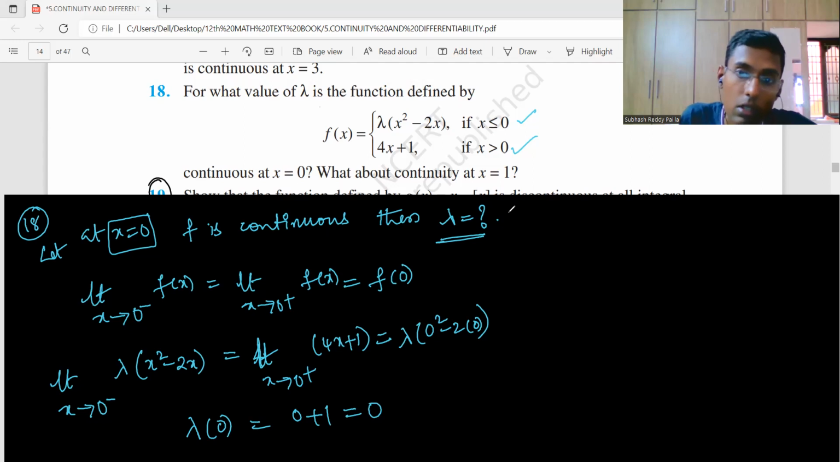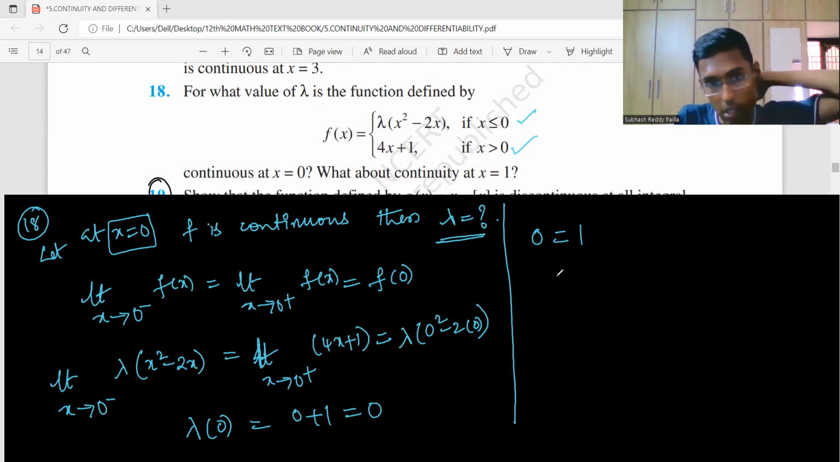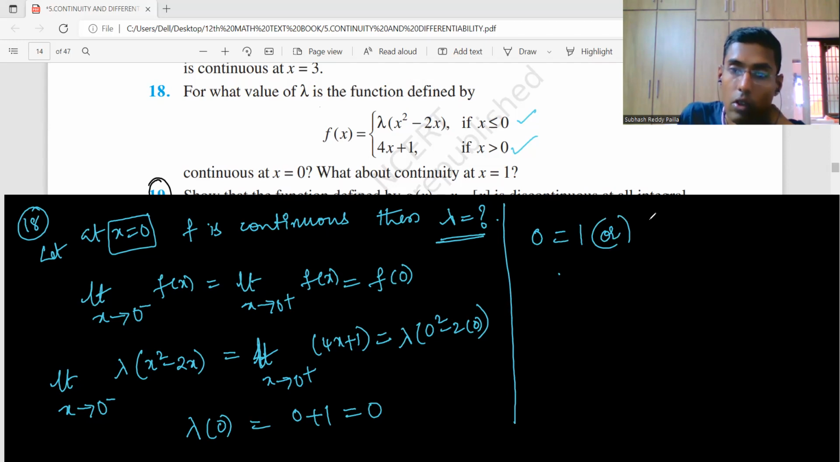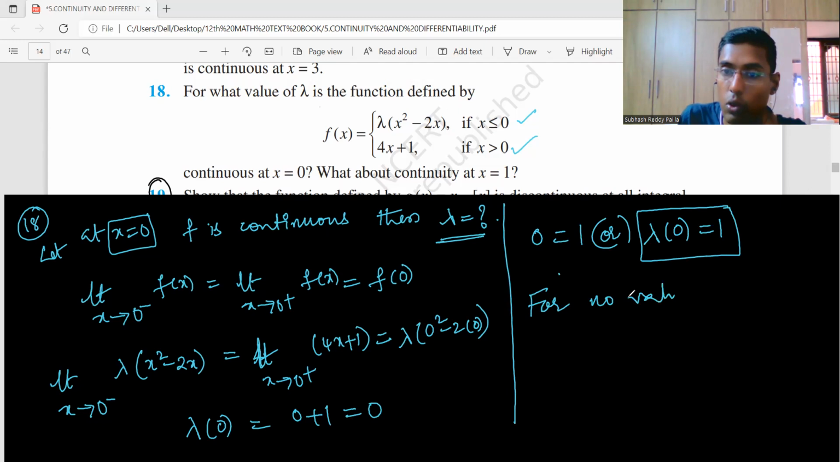What did you understand from this? 0 equal to 1 you got. What is the answer? Sir, I think it is discontinuous at 0. Good. So lambda into 0 equal to 1 you got. What is the value of lambda for which this is continuous? For discontinuous is correct. For no value of lambda, answer you should write like this.